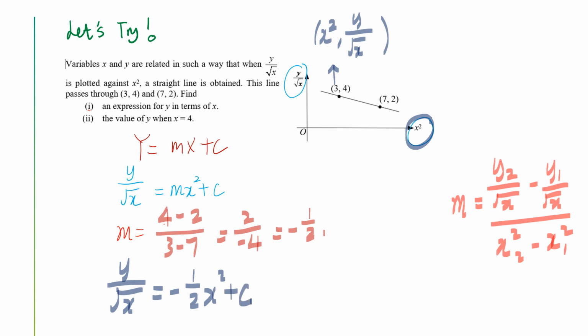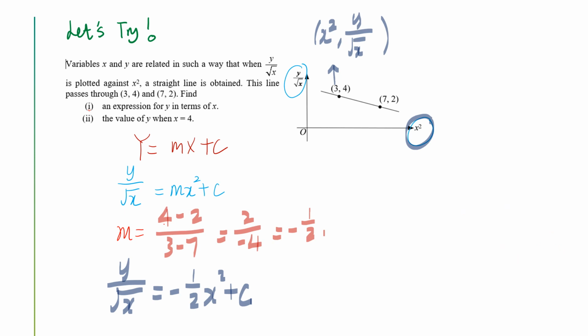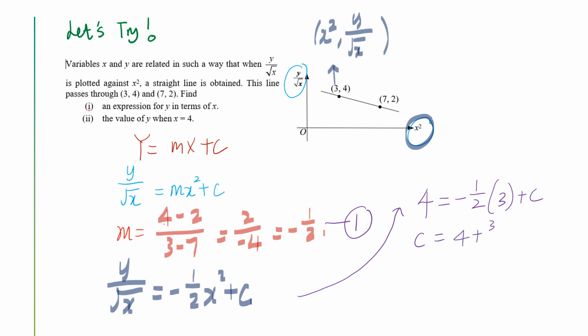Right, so there are 2 points that you can use to sub into equation 1 to find your unknown c. I'm going to use (3, 4). So that will be 4 equals negative half times 3 plus c. So c will be 4 plus 3 over 2, 5.5.